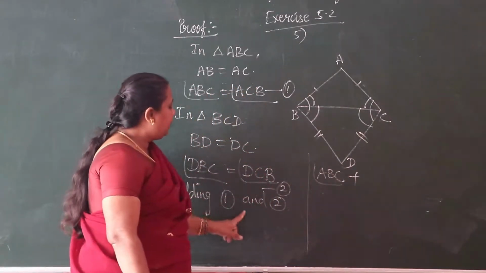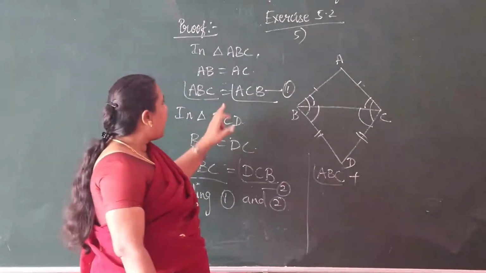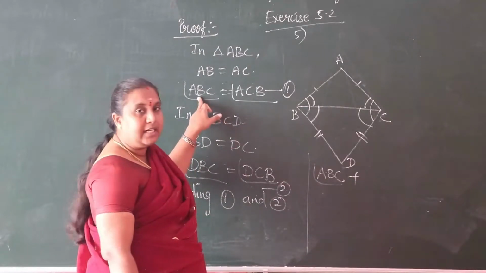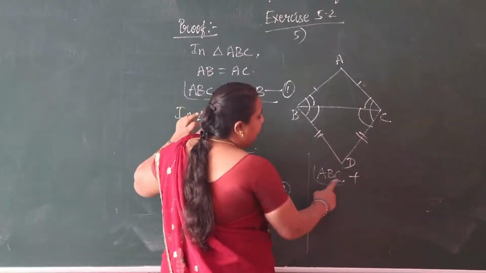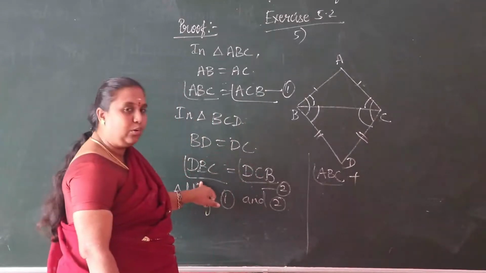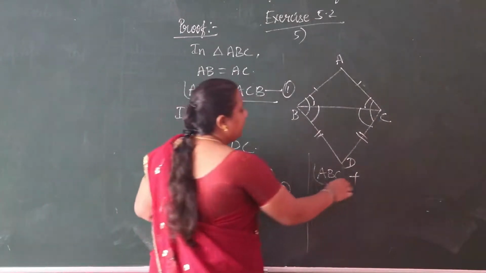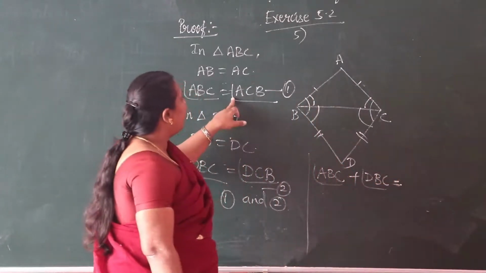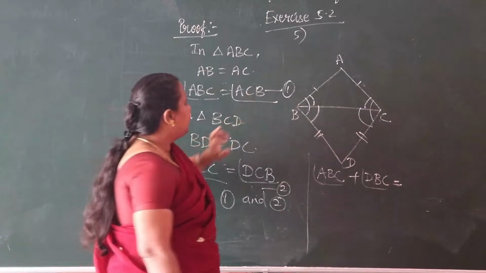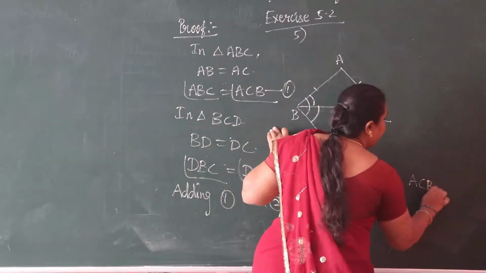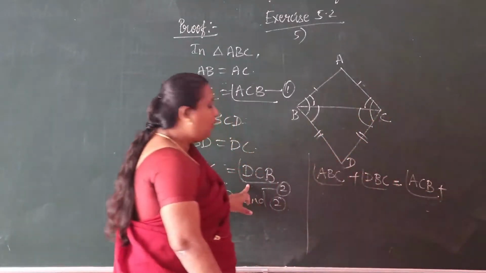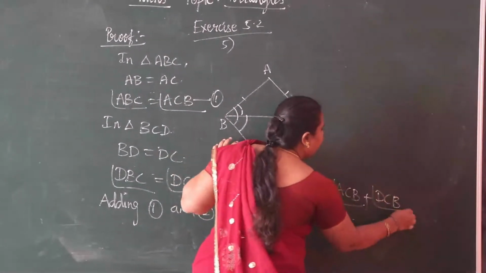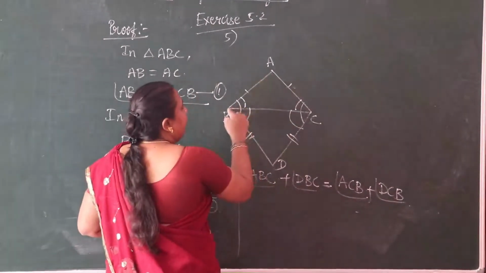This is equation 2. So we are adding equations 1 and 2. What is the LHS of equation 1? Angle ABC, plus the LHS of equation 2, angle DBC, is equal to the RHS of equation 1, angle ACB, plus the RHS of equation 2, angle DCB.